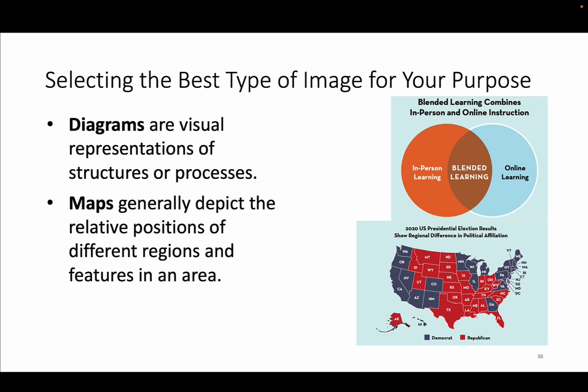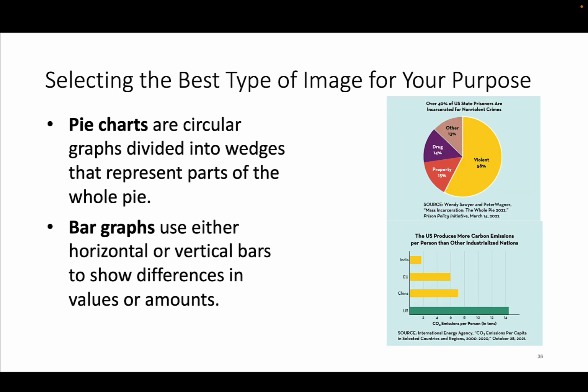Now, depending on your topic, diagrams or maps might be good presentation aids. Diagrams are visual representations of structures or processes, and this is a Venn diagram here. Maps generally depict the relative positions of different regions and features in an area. Or maybe charts or graphs might be just what you need to express your ideas. In this case, there is a pie chart, which is a circular graph divided into wedges that represent parts of the whole pie.